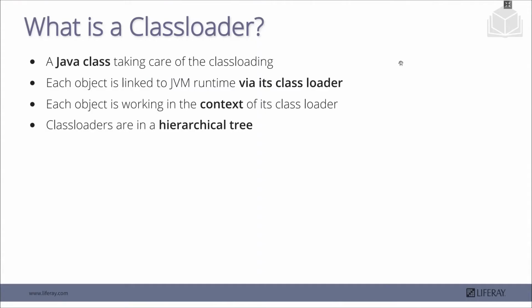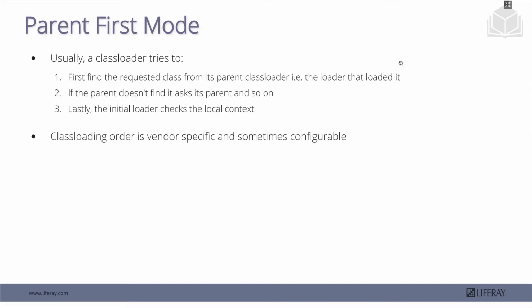So we have a Java class that's going to be taking care of the class loading itself. Every object is going to be linked to the JVM runtime through a class loader. Each object is working in the context of the class loader, and when we're doing our class loading, it's going to be done typically, traditionally in a hierarchical structure or tree. So parent first mode.